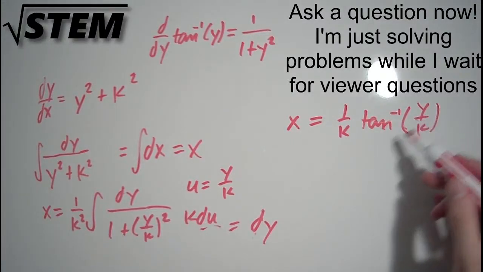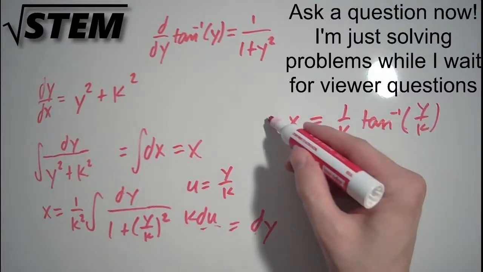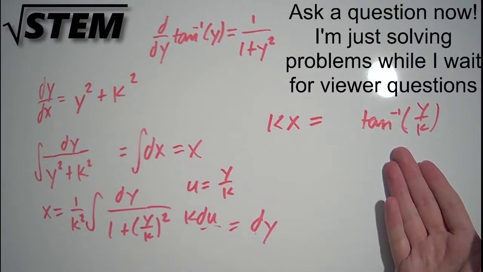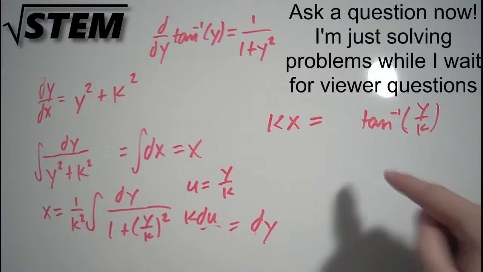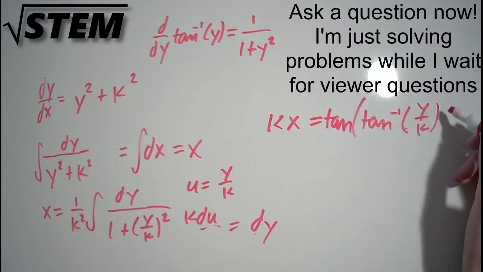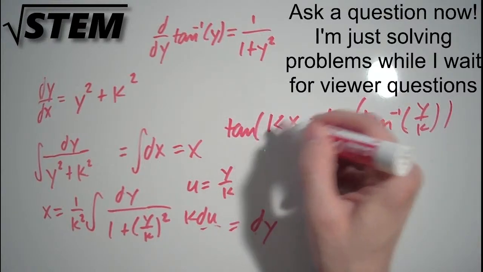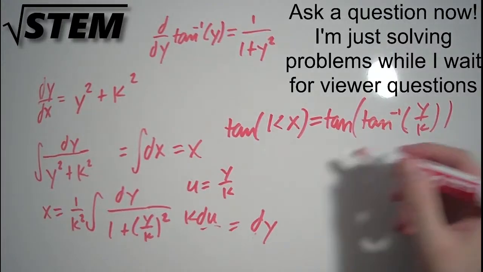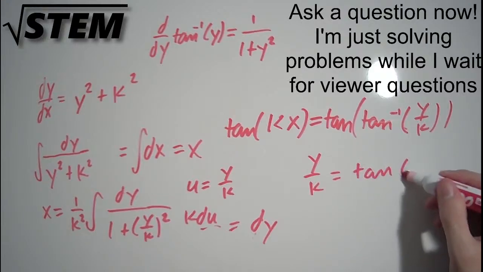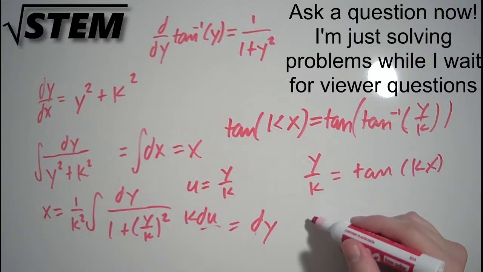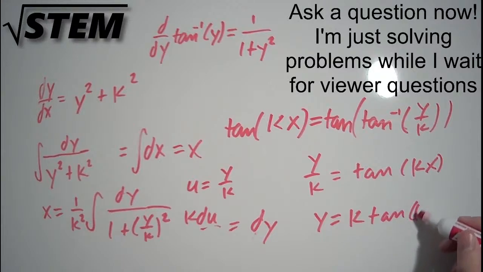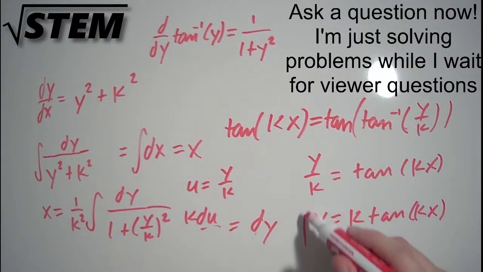So to solve for y, first we'll get rid of this. We'll bring it to the other side. k times x. We have tangent inverse of this stuff. So to undo tangent inverse, we need to take the tangent of both sides. Then we have y over k equals tangent of k times x, or y equals k times tangent of k times x.